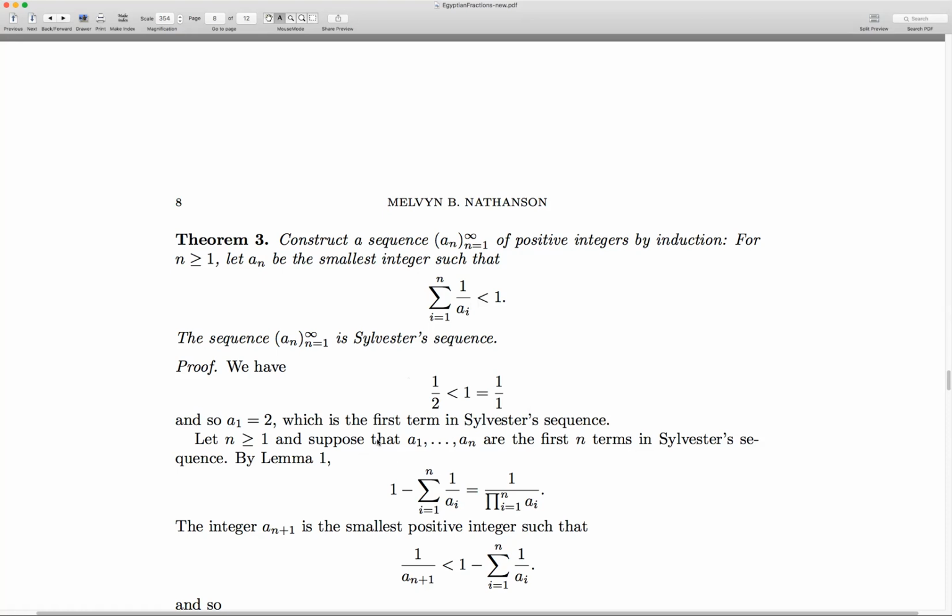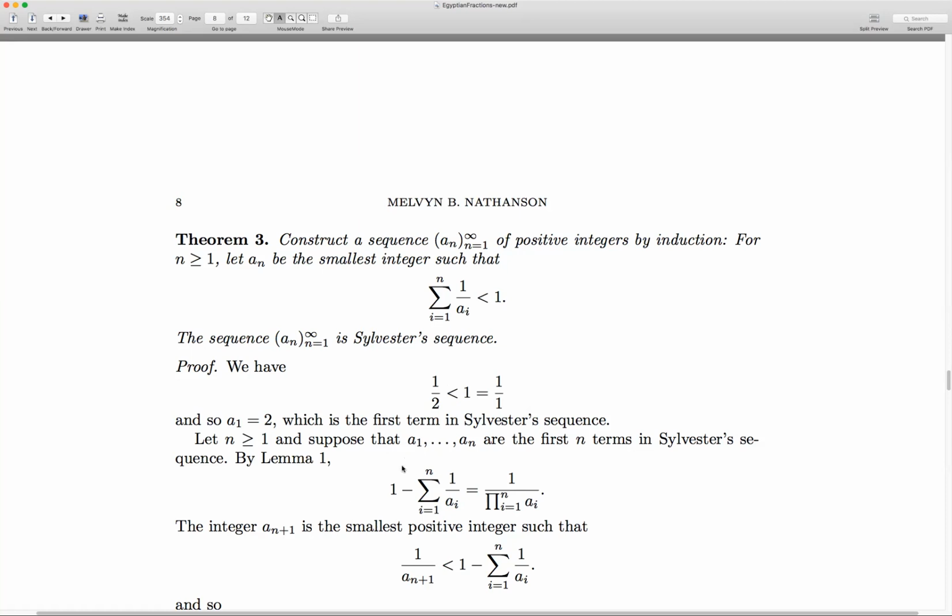Now, this is just by induction. Suppose you've constructed the first n numbers in this way. Let's see what the next number would be. You want to find the largest Egyptian fraction such that 1/2 plus that fraction is less than 1. It can't be a half plus a half, because that would equal 1. But a half plus a third, that works. So the next Egyptian fraction would be a third, and A2 would be 3, which is the second term in Sylvester's sequence.